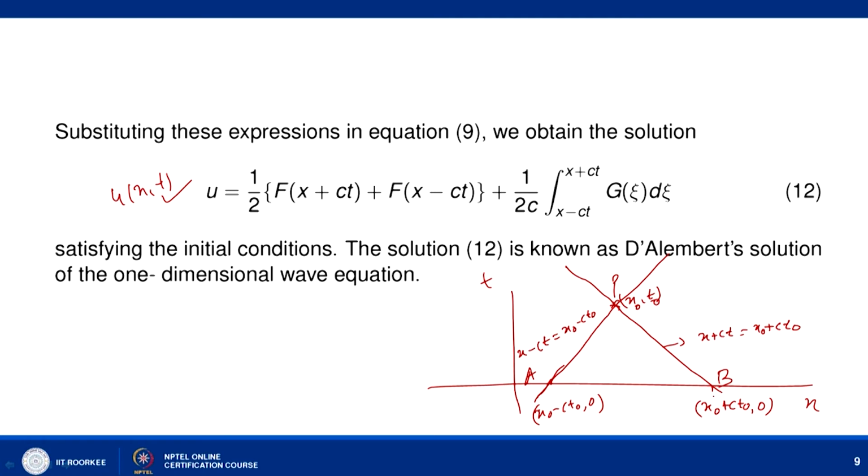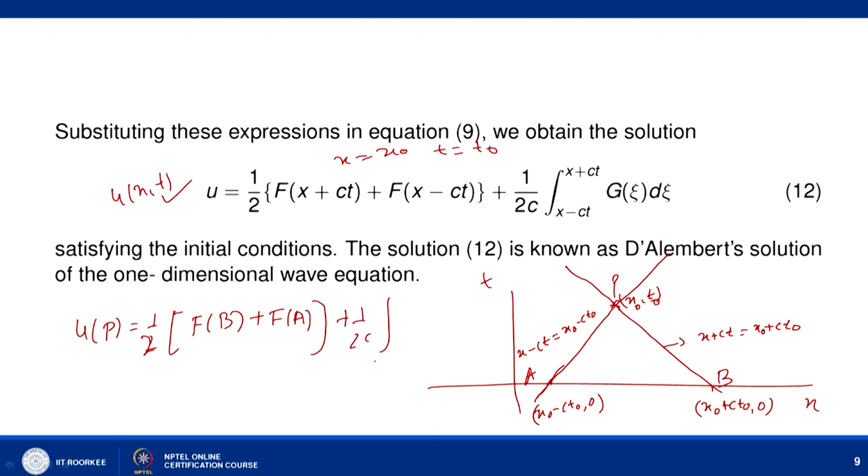So, if you look at your equation number 12, I can look at the solution as u at P equal to 1 upon 2, and here f of x plus ct is a point here. So, f of B plus f of x minus ct is this point, f of A. We are looking at the solution at x naught, t naught. So, everywhere x is replaced by x naught and t is replaced by t naught. So, I can write it as 1 upon 2 f of B plus f of A plus 1 upon 2c. Now, x minus ct to x plus ct is basically your integral from A to B of g of xi d xi.